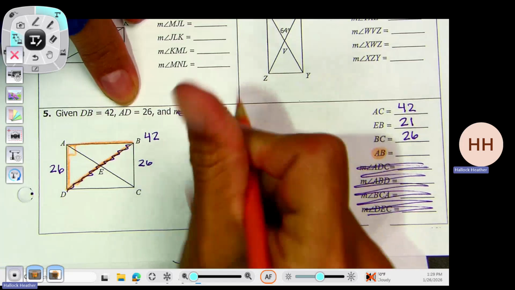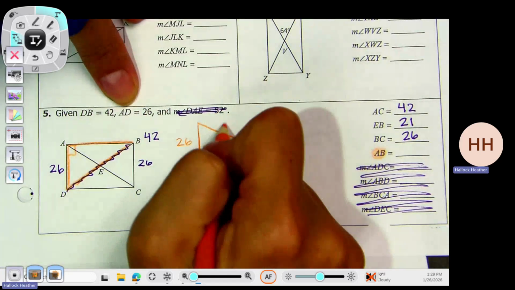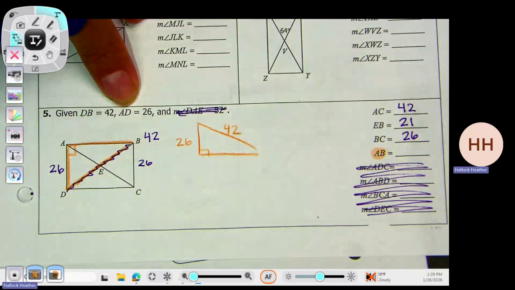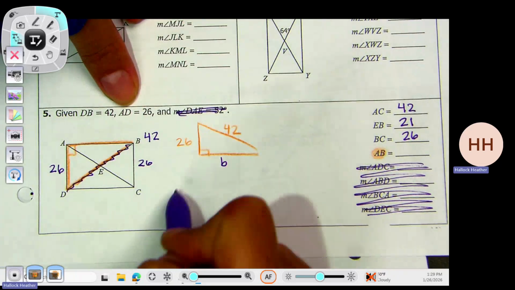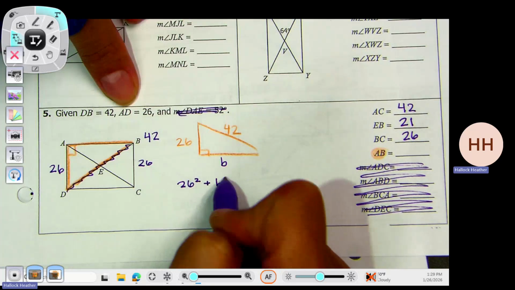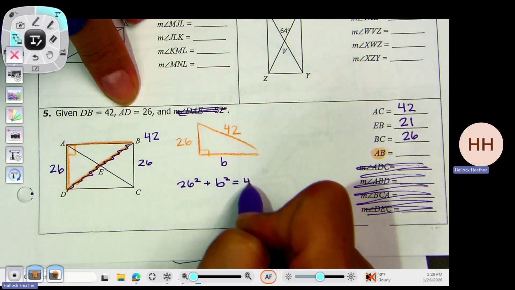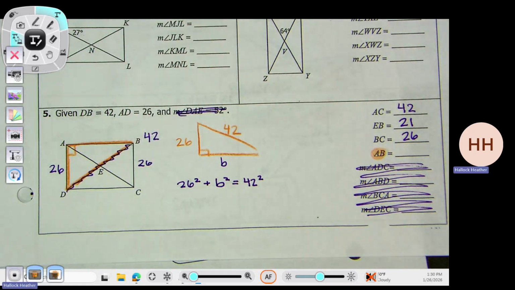The height of the triangle is 26. The hypotenuse is 42. So you're trying to find A or B. So this is a subtraction problem. So I'm going to call it B. So we're doing 26 to the power 2 plus B to the power 2 equals 42 to the power of 2. So take a second, square your numbers. You're going to have to minus them. What'd you get?